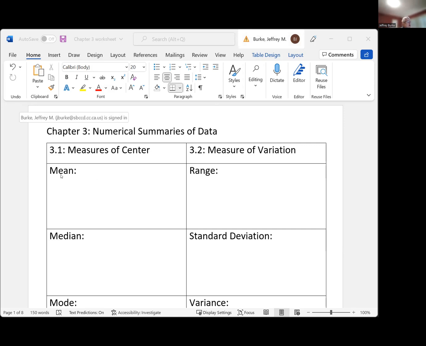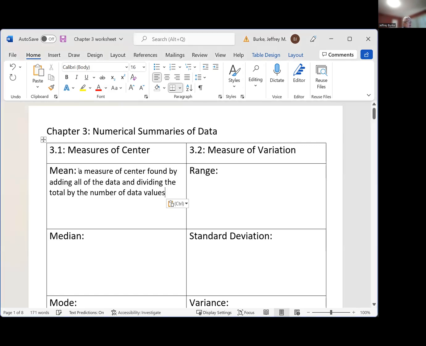Probably the most famous measure of center is what's called the mean. People outside of stats will usually refer to the mean as an average. However, and this will be a question that you're going to probably see in your homework, we don't use the word average in statistics. It's like a taboo idea. So go ahead and give the definition of mean. That is a measure of center found by adding all of the data and dividing by the total number of data values.